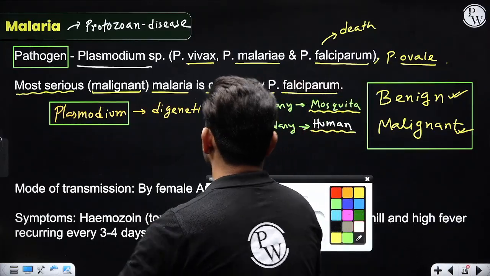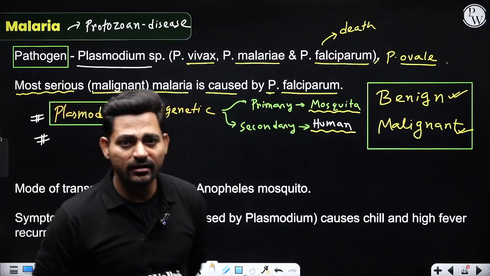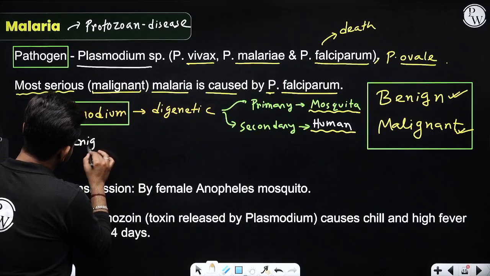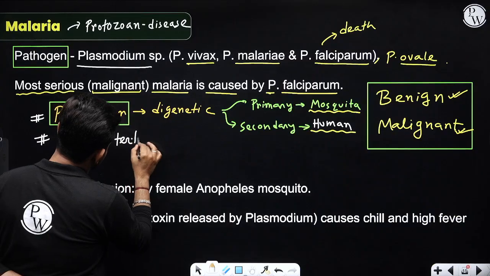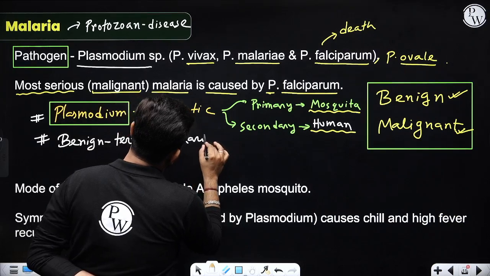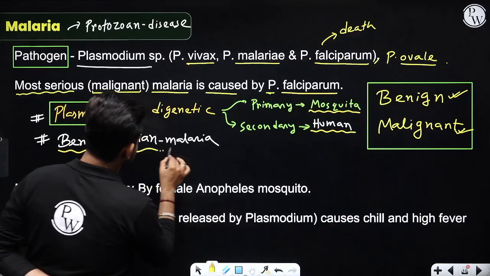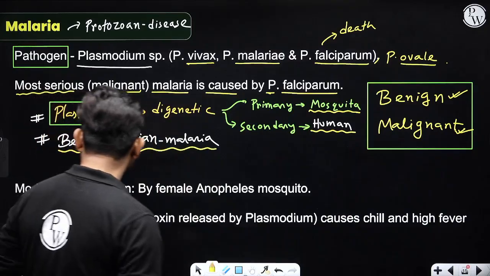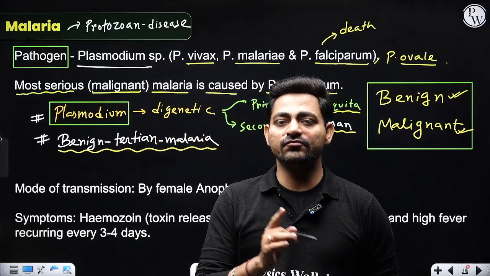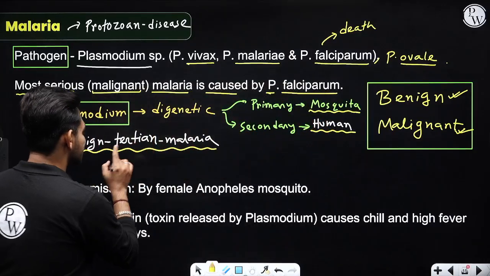Now, when you talk about this particular disease, malaria, we will be describing benign tertian malaria. What do you mean by benign tertian? It's a benign malaria, meaning mild malaria, and there will be recurring high fever every 3 to 4 days, within 48 to 72 hours. That's why we are calling it tertian malaria.